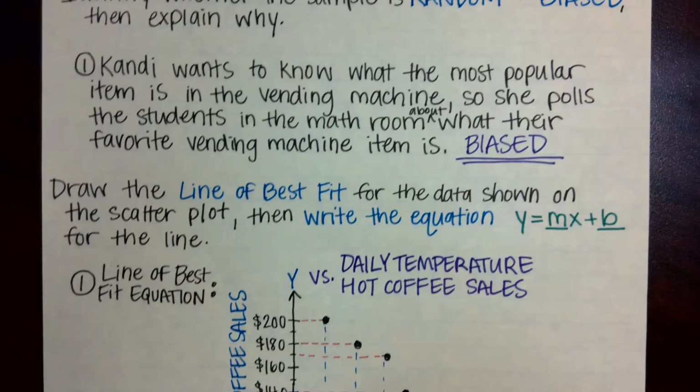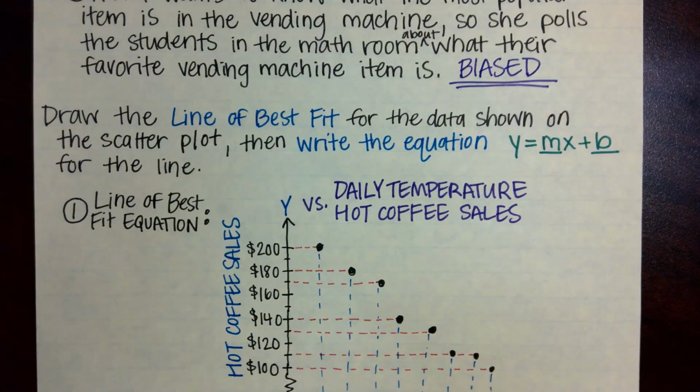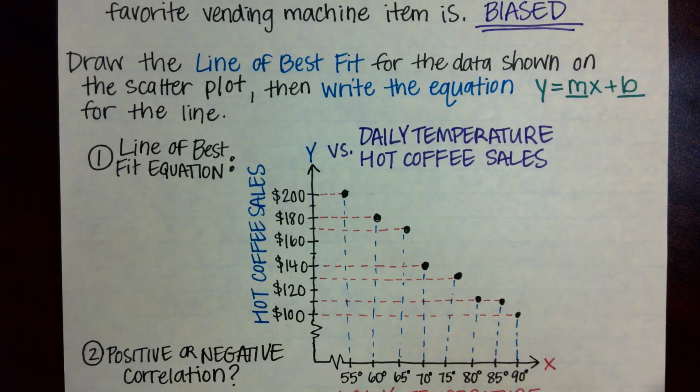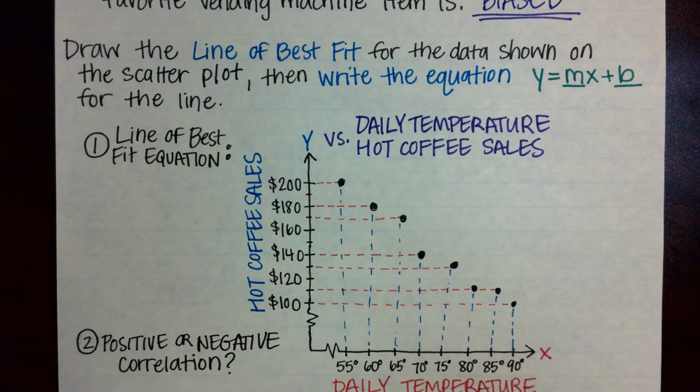This is where we're going to be drawing the line of best fit for the data that is shown on this scatter plot I gave you. And then we're going to practice writing the equation like we did last unit, y equals mx plus b, for that line. So first of all, whenever you are writing the line of best fit, what is it that you're trying to do? I'm going to grab my ruler. What do you guys think?